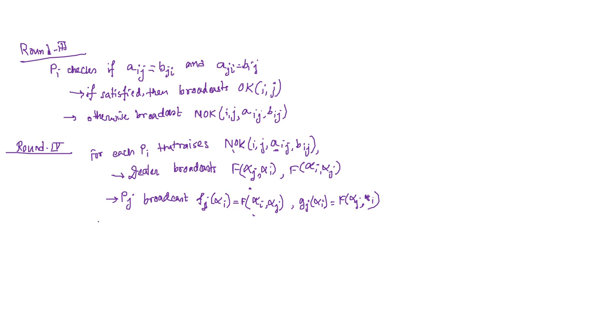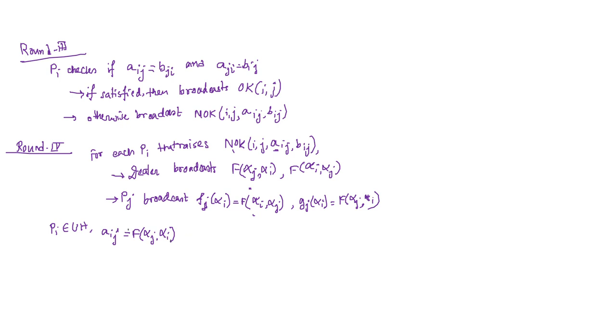So we need to identify the unhappy set. Party Pi will be part of the unhappy set if it does not match the value with the dealer's output. So Pi will go into the unhappy set if its corresponding input Aij is not consistent with the present value that is broadcast by the dealer, that is the value of f of alpha j, alpha I.